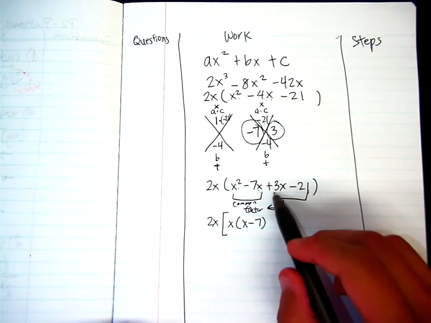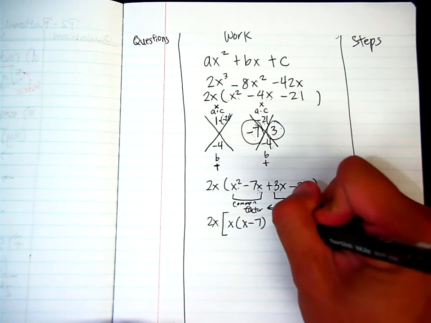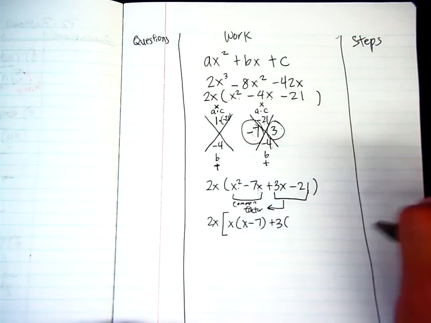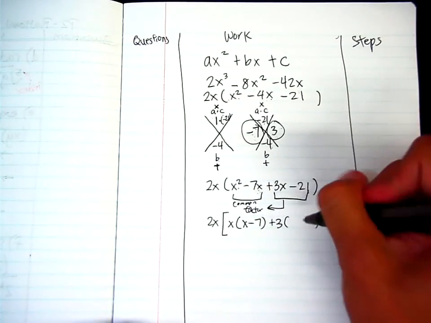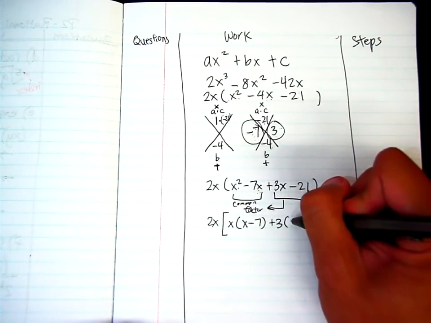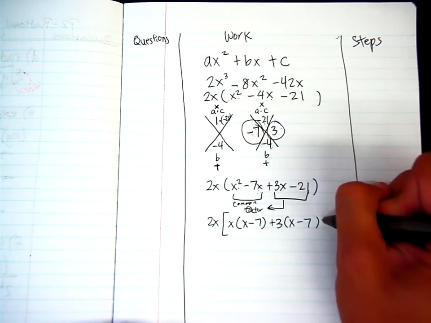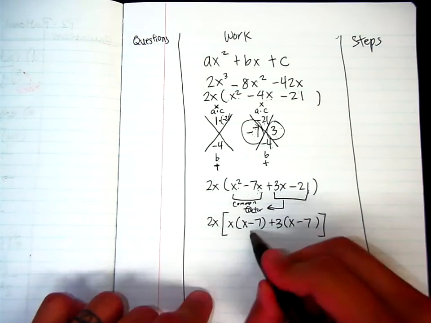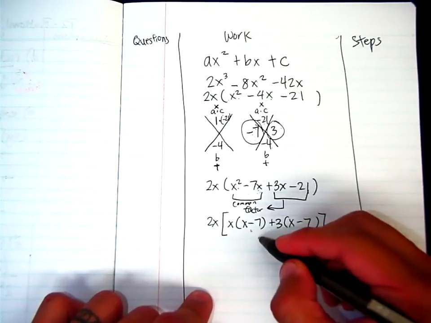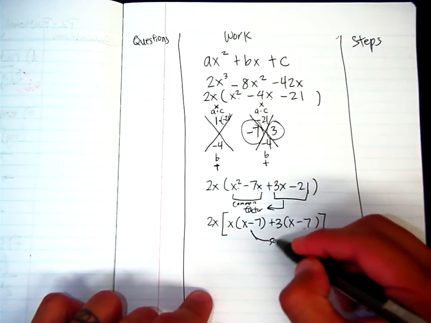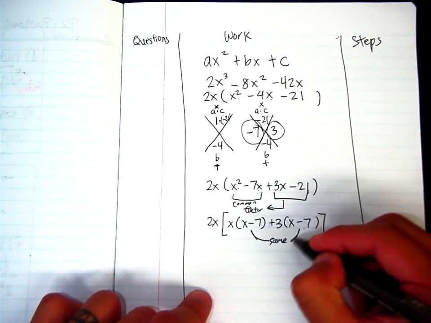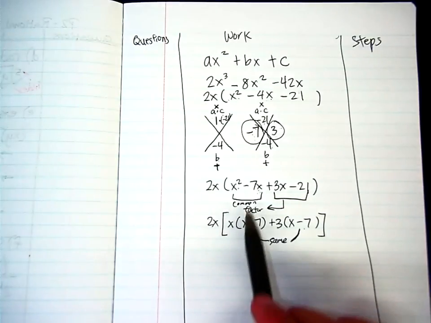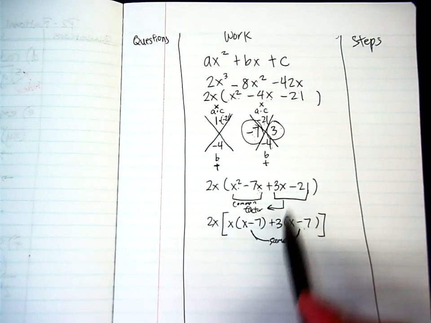Then I'm going to look at these two, and they have a 3 in common, so I'm going to pull out a 3. And when I factor out a 3, I will have x minus 7. Okay, it is important to note that these two have to be the same in order for factoring by grouping. This is called factor by grouping. So I group these two and I group these two.